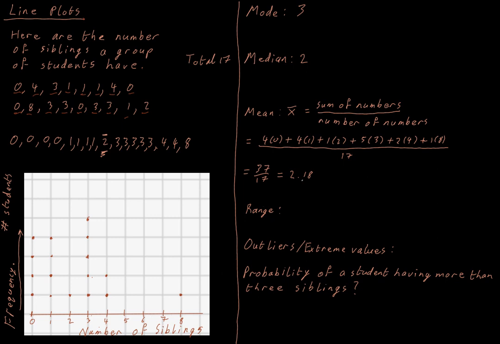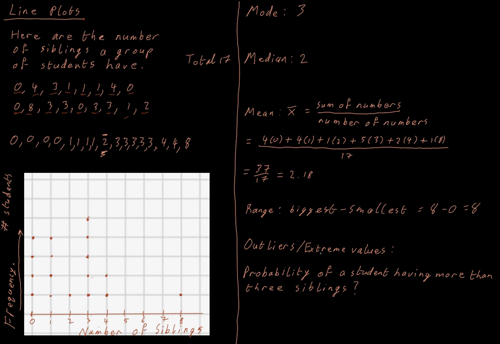Now, that's our mean, and then our range is our biggest number minus our smallest number. So biggest minus smallest. And that's just 8 minus 0, so our range is 8.